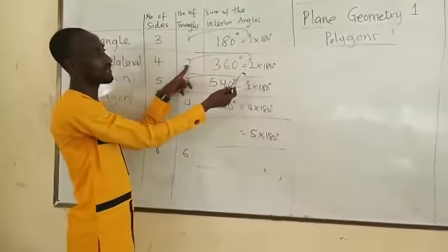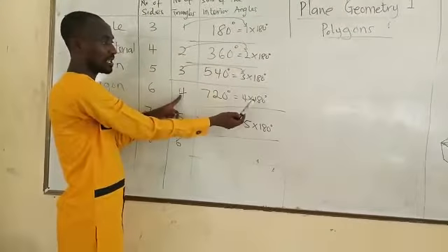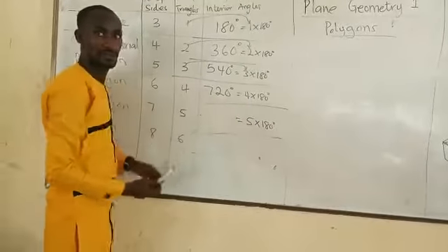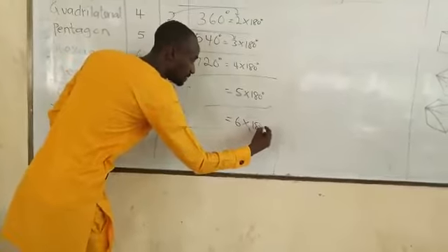I saw I had 2 triangles here, I multiply by 180. 3 triangles here, I multiply by 180. 4 there, I multiply by 180. So if it is 5 sides, then I'm going to multiply also by 180. The next one was 6 by 180.